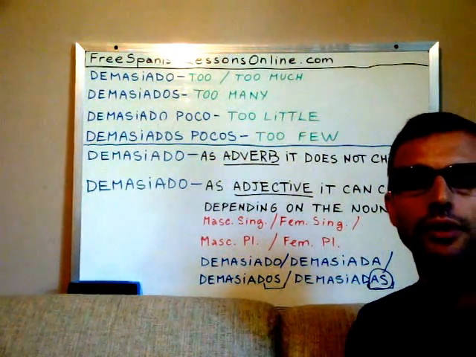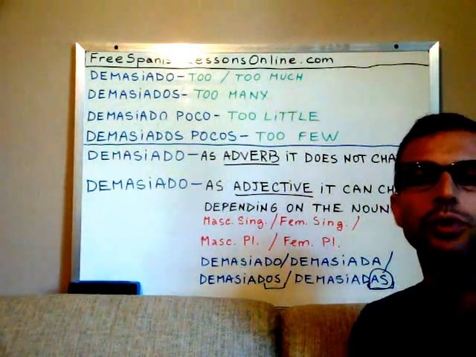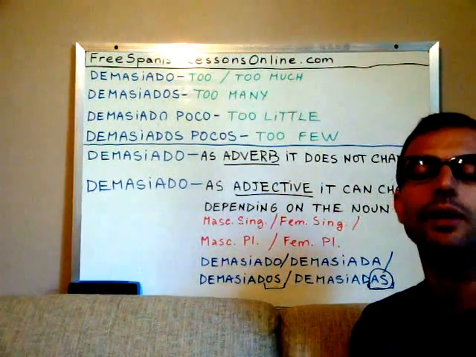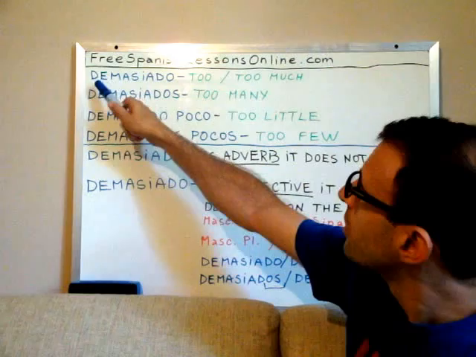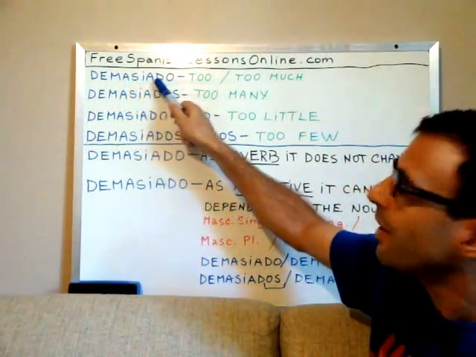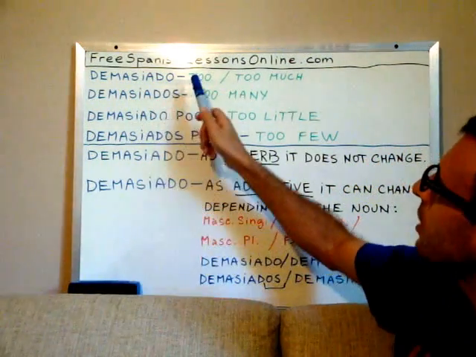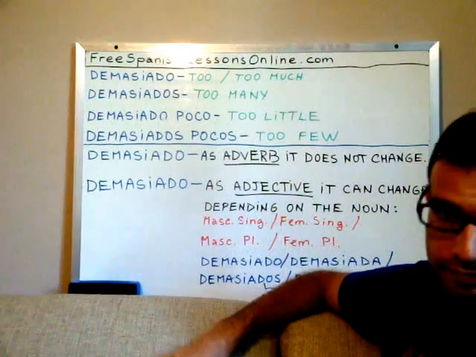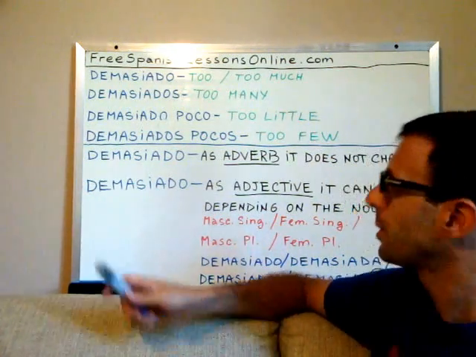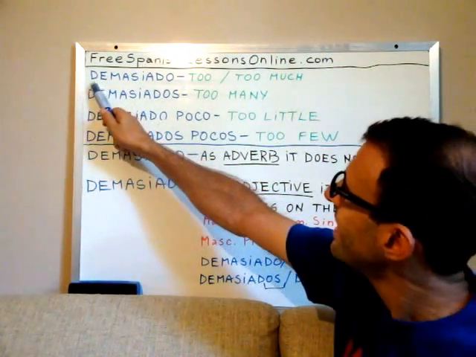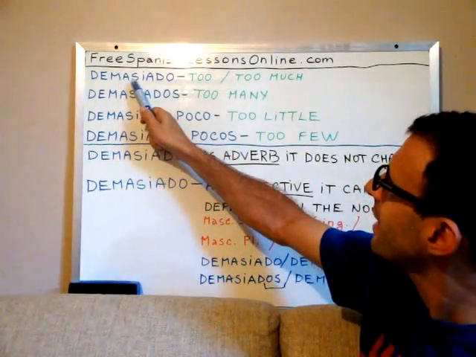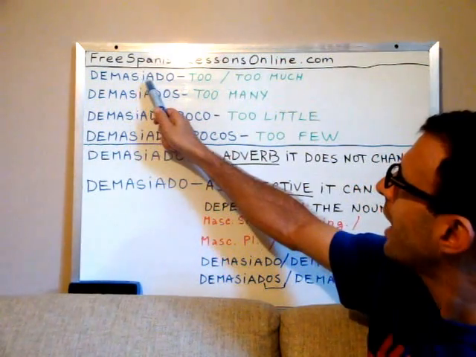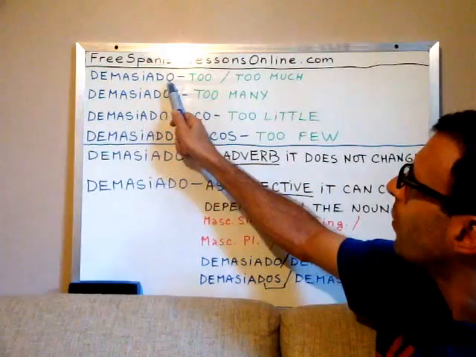Today I will show you a new word in Spanish that is both an adverb and an adjective, depending on the use. This word is the word demasiado. Demasiado means too or too much. This is the word demasiado, 4 syllables. Too or too much. Let's spell it in Spanish first. We have D, E, M, A, S, I, A, D, O.